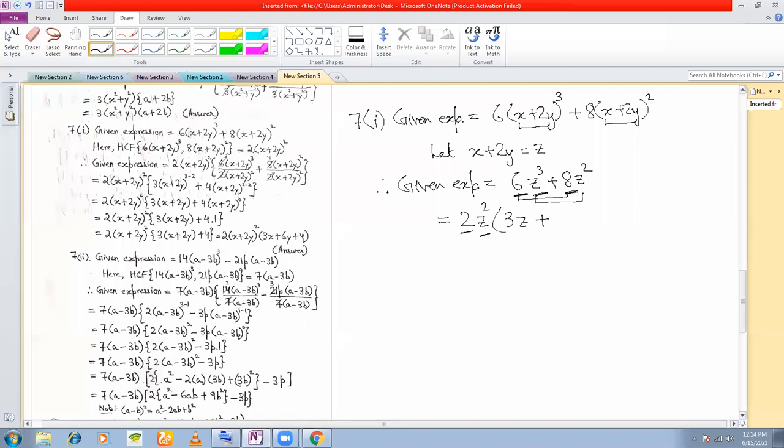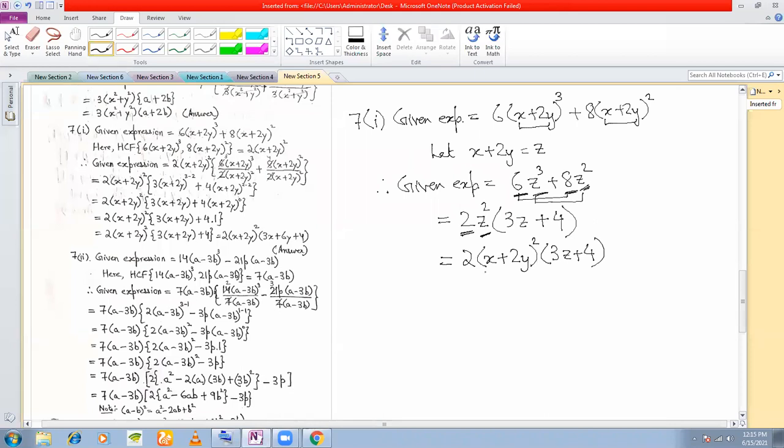Plus 8 here. I have 2 here. 8 divided by 2 is 4. And z square here, z square here. Z square by z square is 1. So I don't write that 1. So this is what I should be getting. Now we do not forget to put back the value of z. Value of z here is x plus 2y. So I put x plus 2y whole square into 3z plus 4. And these are the required factors.